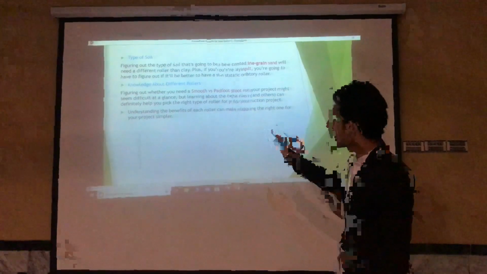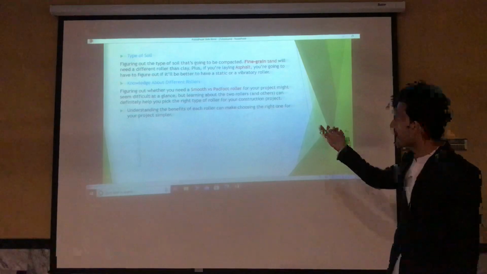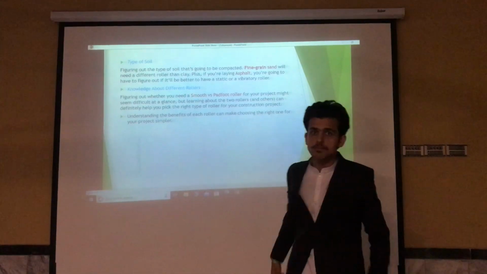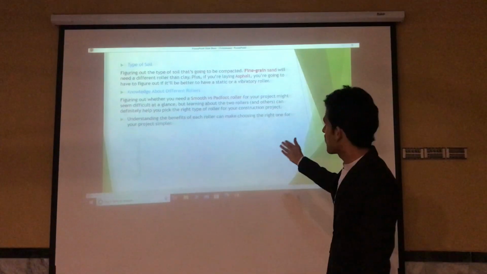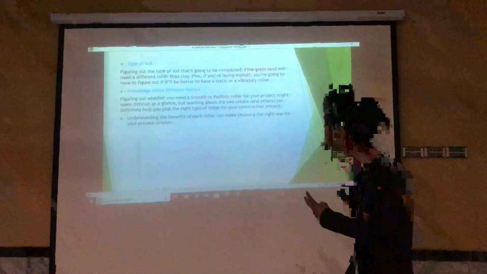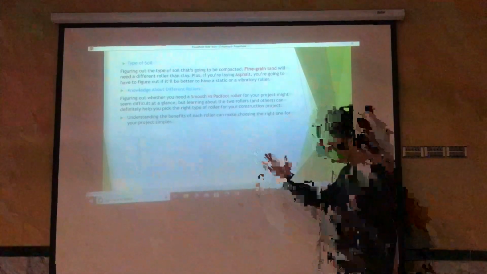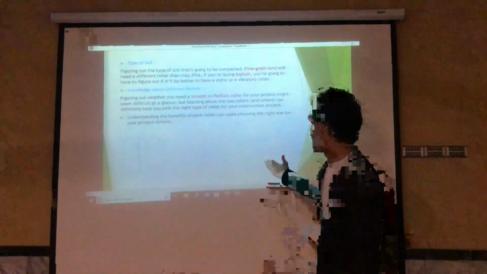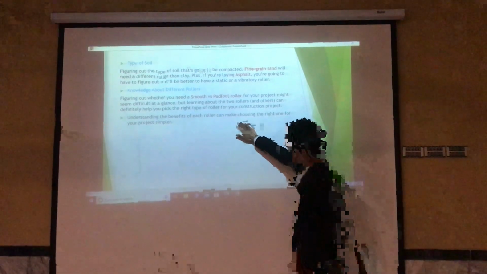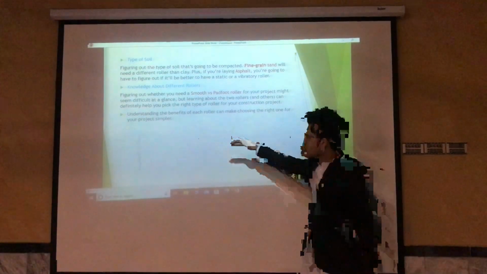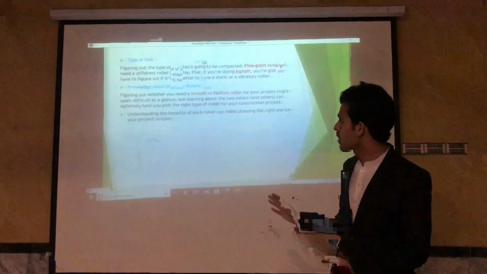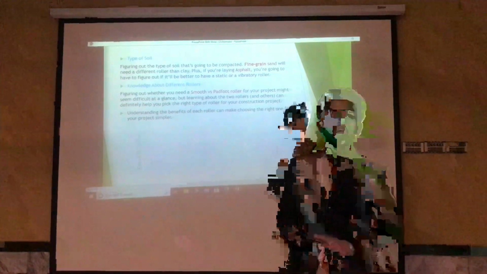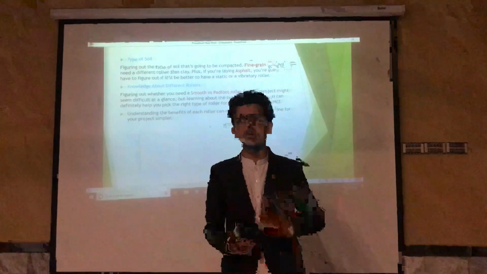Knowledge about different rollers. Figuring out whether you need a smooth or padded foot roller. The smooth roller is the first one, and the padded foot roller is also called the sheep foot roller. Choosing for your project might seem difficult at a glance, but learning about the two rollers and the others can definitely help you pick the right type of roller for your construction project. Understanding the benefits of each roller can make choosing the right one for your project simpler. So you must have good knowledge about your project, about machinery, and about the distance between your project and the machinery. Next.